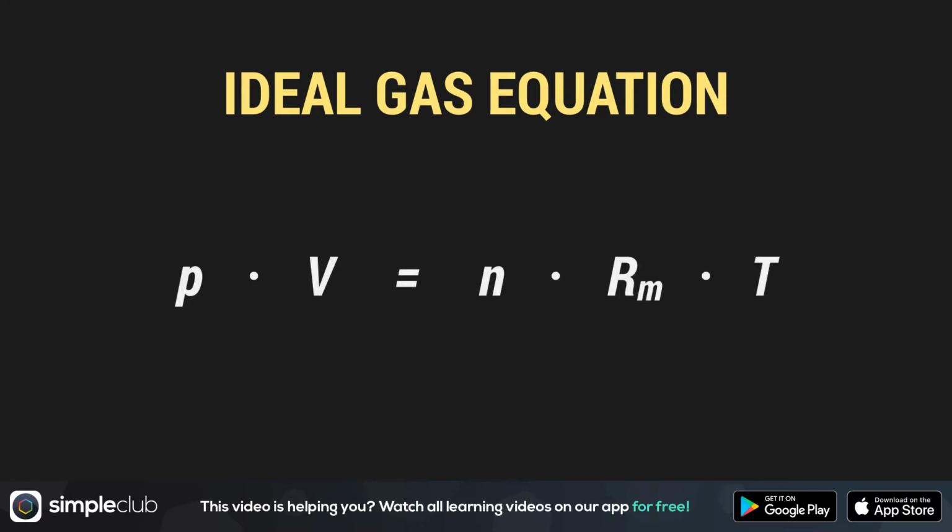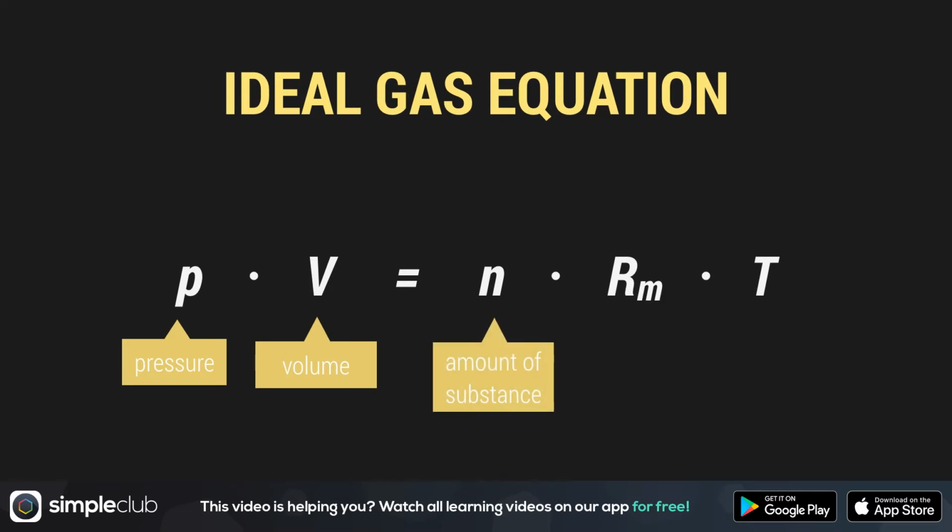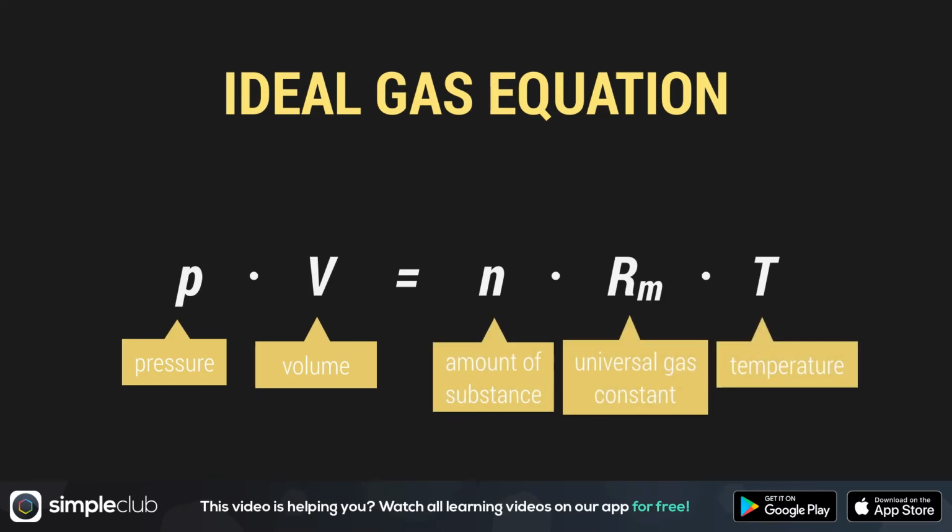It looks like this. Let's go through what the whole thing is supposed to mean. P is the pressure, V is the volume, N the amount of substance, Rm the universal gas constant, and T is the temperature. Great! But what can we do with this equation?